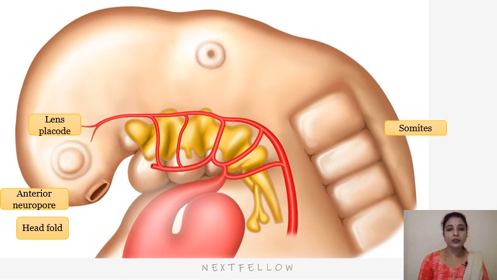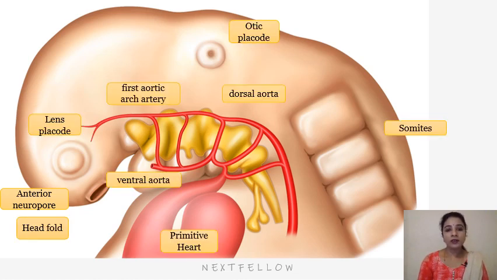So the primitive aorta is developed from mainly three parts: the ventral aorta, the dorsal aorta, and the first aortic arch artery. The part lying ventral to the foregut will form the ventral aorta. The yellow one is the developing foregut, where we can see the pharyngeal arches developing within it.